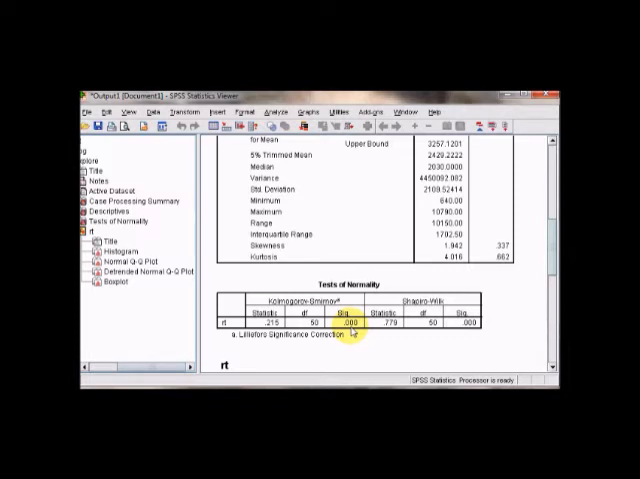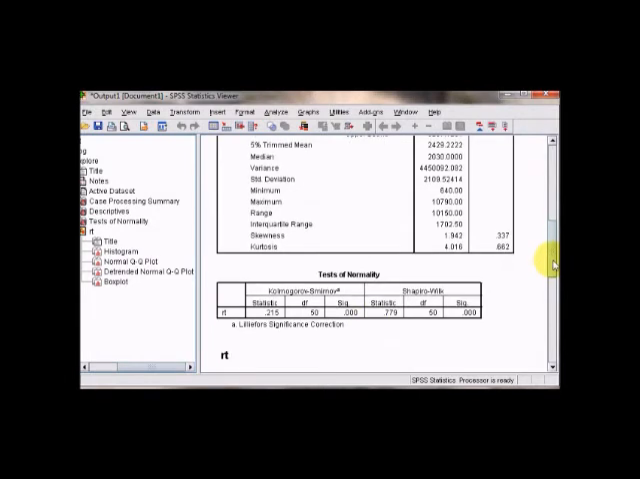Now what this means when it's run this test is that the shape of the distribution is significantly different from a normal distribution. So in a test of normality, if you have a significant result, it's bad because it means your distribution is not the same as a normal distribution. So we've got a significant result. So we know that these data are not normally distributed. So we need to then find out why.